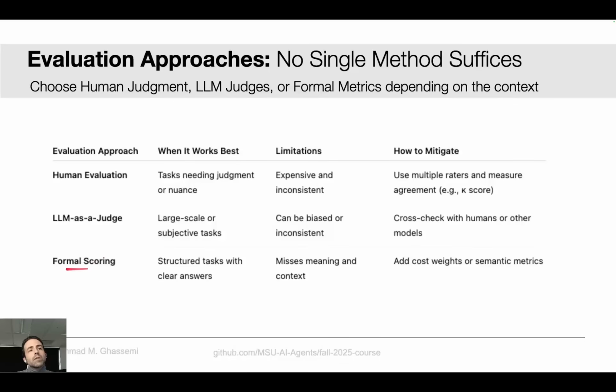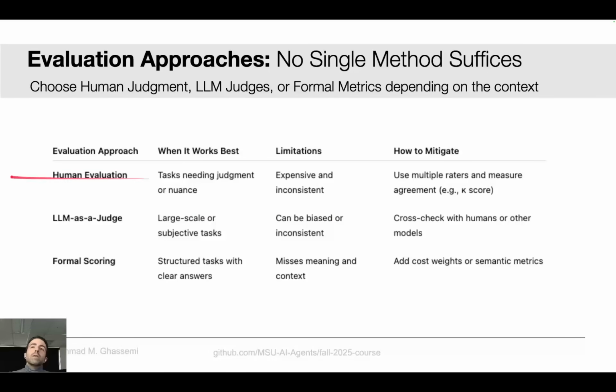Formal scoring, of course, has the limitation that it can miss meaning and/or context. There are a couple of ways that you can mitigate the limitations of each of these. For the formal scoring, we actually discussed it as we were going through the motivational example. You can add cost weights. So instead of just naively looking at something like accuracy, you can break down the confusion matrix, assign a weight to each of the possible outcomes, and use those weights to give a more nuanced measure of the score.